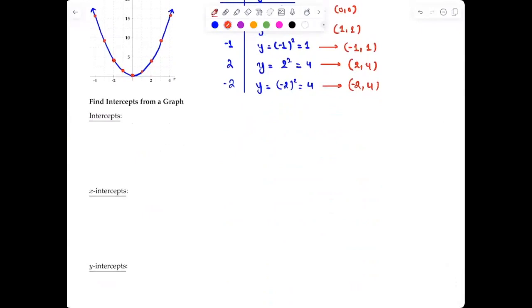Intercept, find intercept from a graph. All right, so the point at which the graph crosses or touches the axis is called the intercept. Right, so again, the point at which the graph crosses or touches the axis.